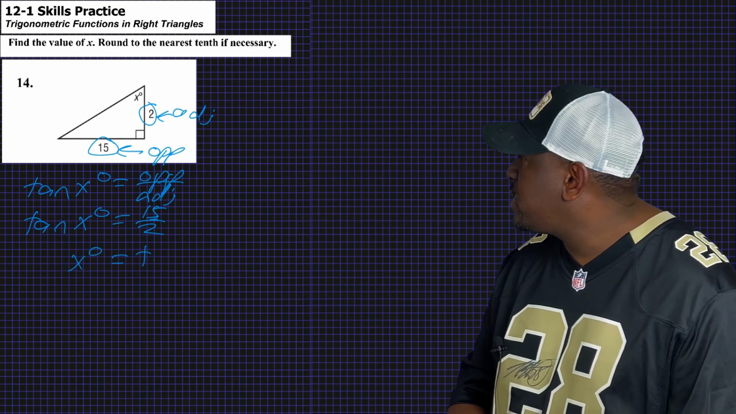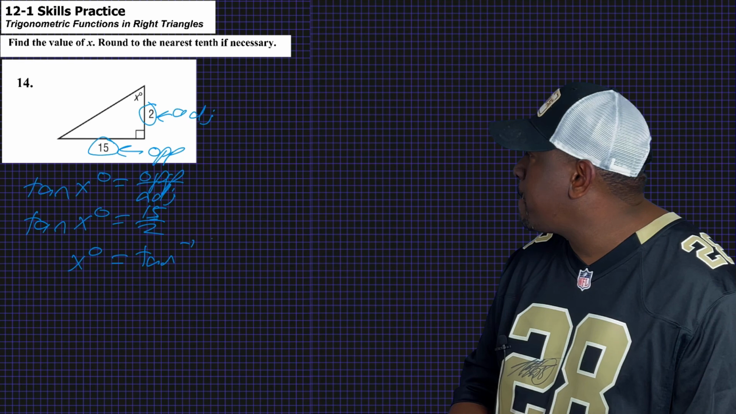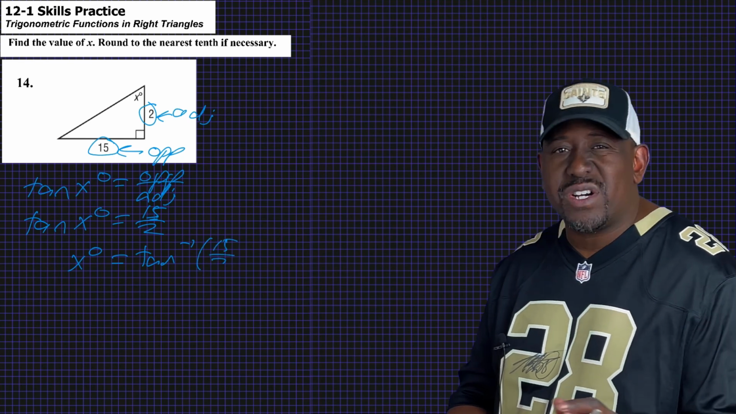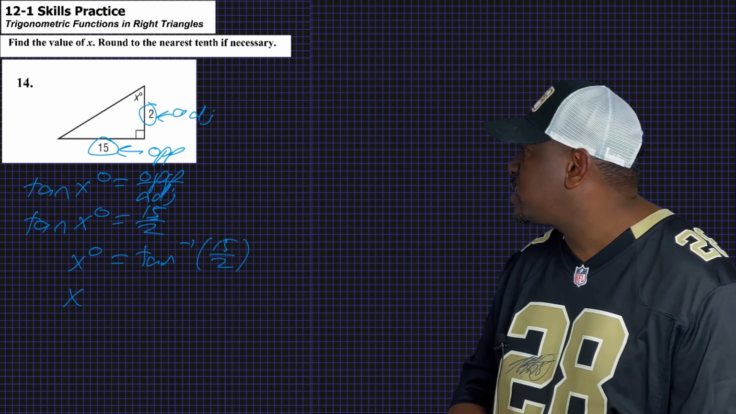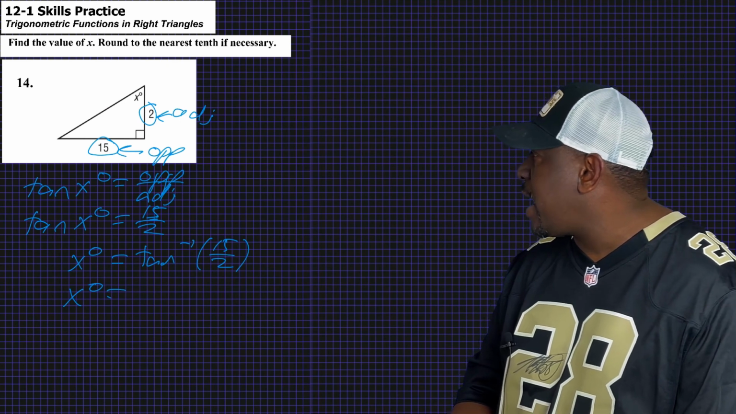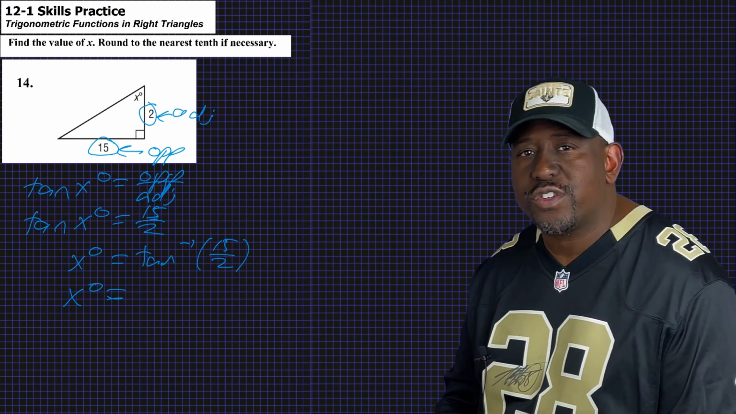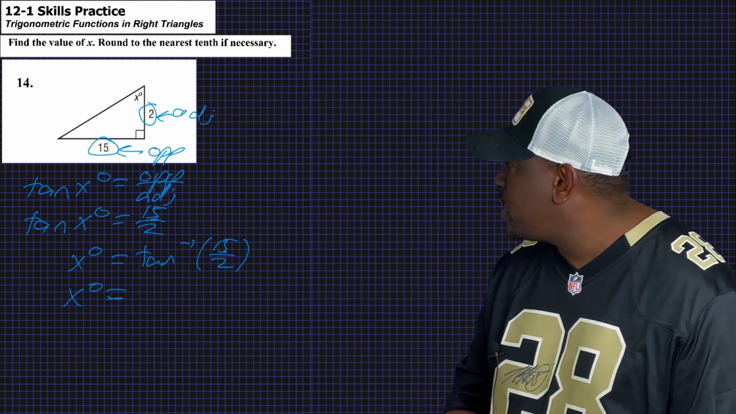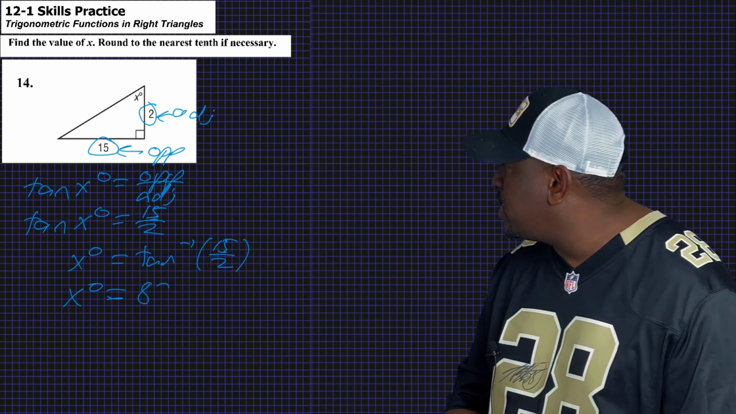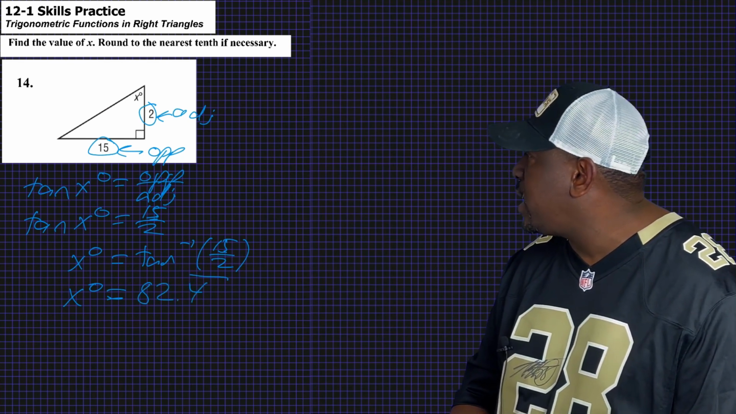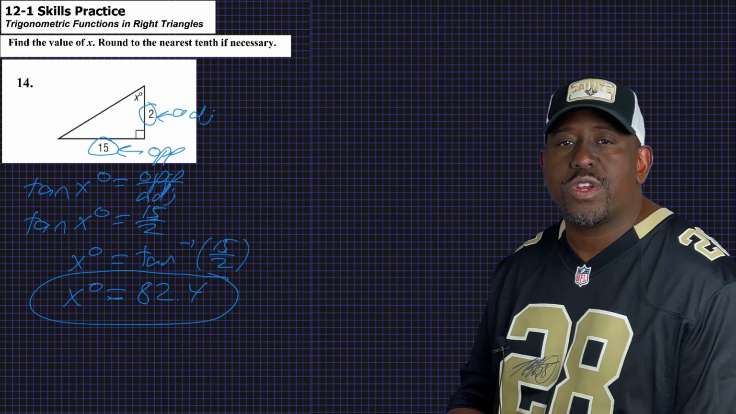So that should pop up here in a sec. And the -1, that's the indicator of inverse function. You get your little calculator out, you plug in inverse tangent of 15 over 2, and you will get the number of degrees, which will be 82.4 degrees.